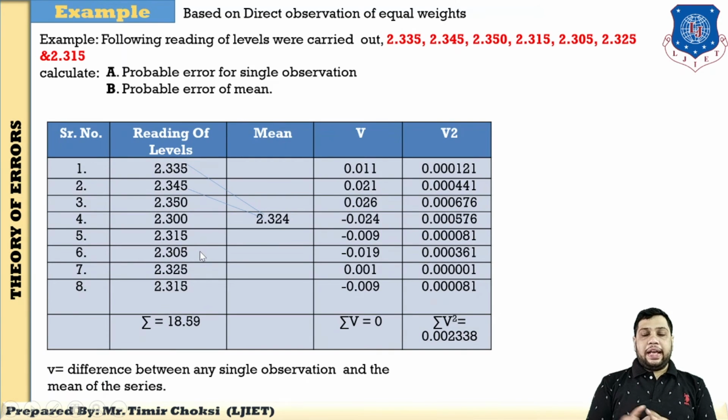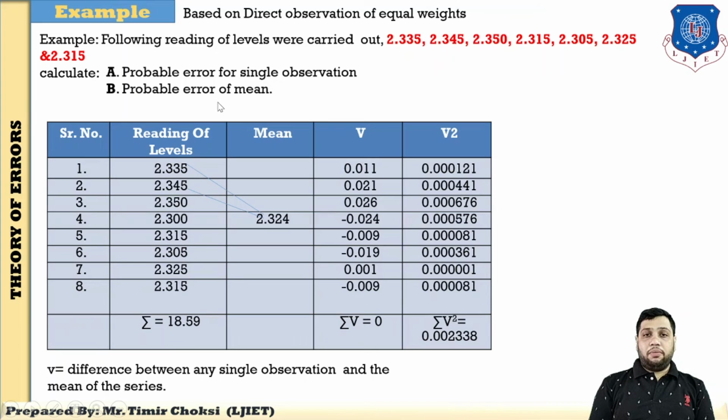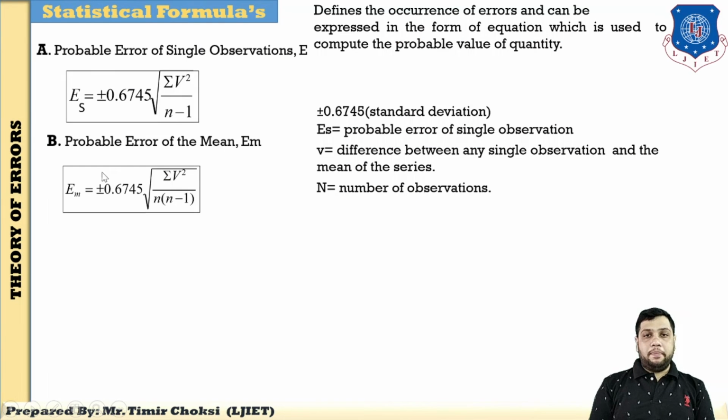Now next is an example based on direct observation of equal weight. Example: the following readings of level were carried out: 2.335, 2.345, 2.350, 2.315, 2.305, 2.325 and last 2.315 meter. Calculate the probable error for a single observation and the probable error of the mean. You find the probable error of a single observation using formula A, and the probable error of the mean using formula B.